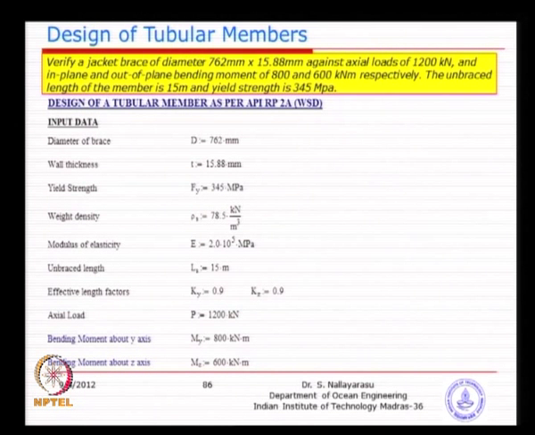It is just a collection of what we discussed over the last 3-4 classes. Basically, all the information is given. In fact, this is a very simple problem. Verify a jacket brace of diameter 762 by some wall thickness; load is given, moments are given, unbraced length is given, and the yield strength is given. So, it is a very simple forward problem. You do not need to do anything actually. You take the equations and just fill in the values and use your calculator, you will get the answer, because there is nothing else to be done.